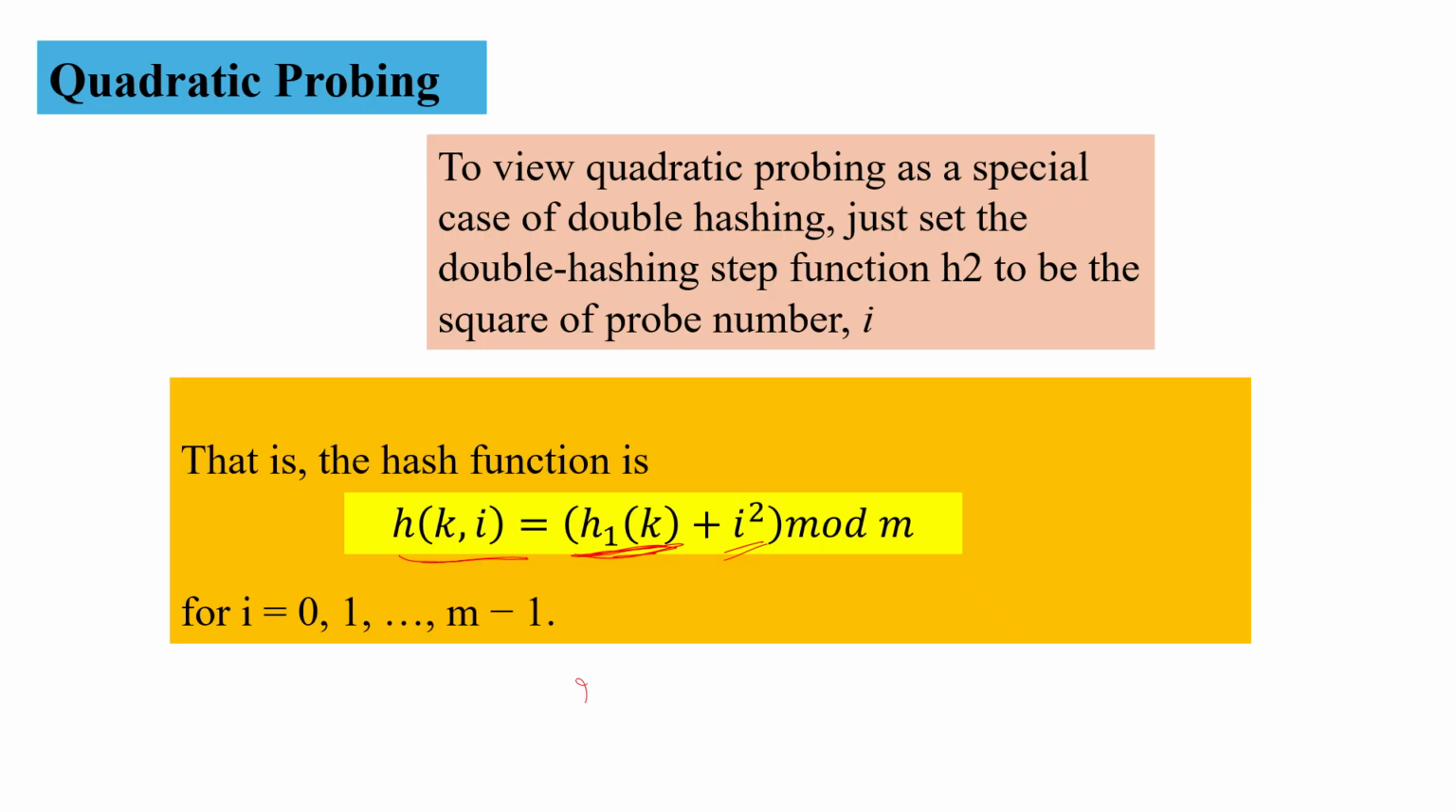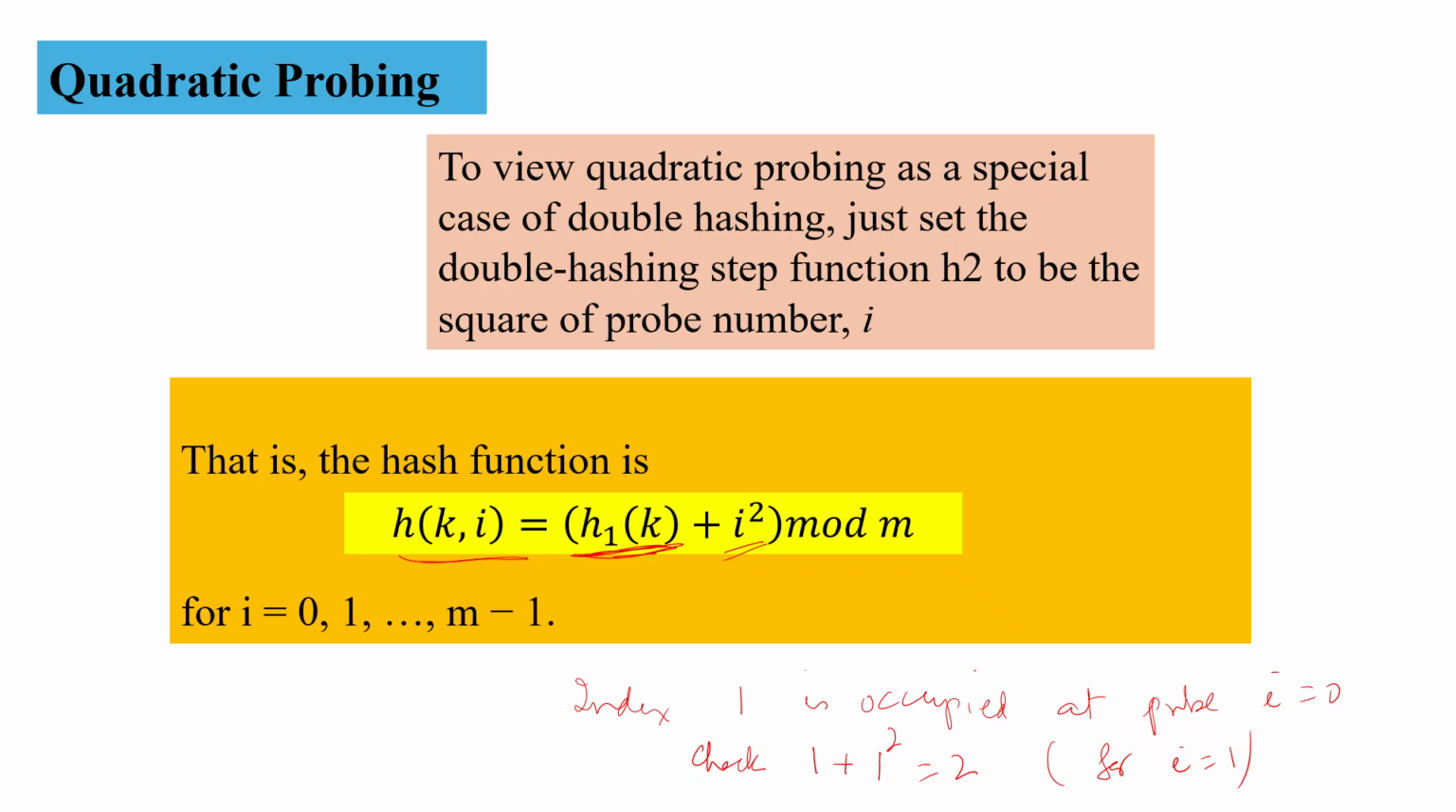So say index position 1 is occupied at probe i equal to 0, that is the first position. So check 1 plus 1 squared, equal to 2, for i equal to 1. In the next case, if 2 is also not free, you would check 1 plus 4, and so on. We'll see this in an example which we'll discuss in another video.